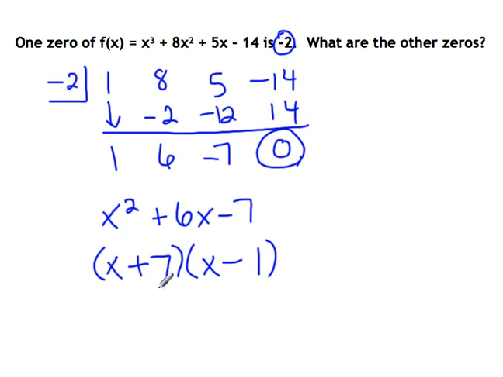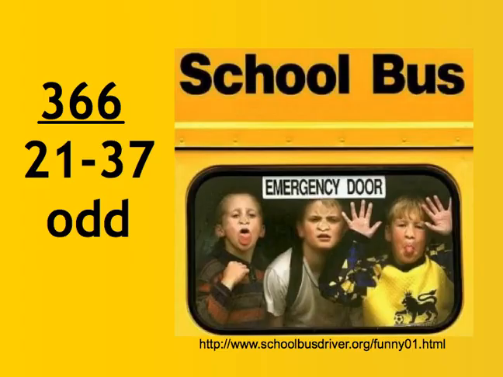So now what are the other zeros? For this one, it'd be negative 7. And for this factor, my 0 would be 1. So negative 7 and 1 would be my other zeros for that polynomial. And that's going to conclude the rest of section 5.5.